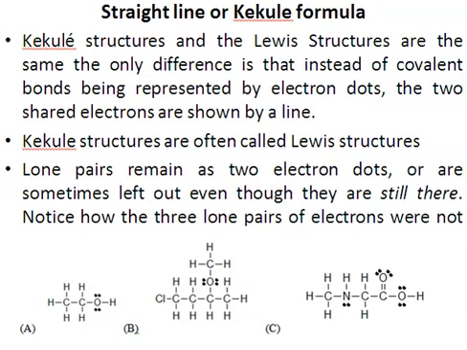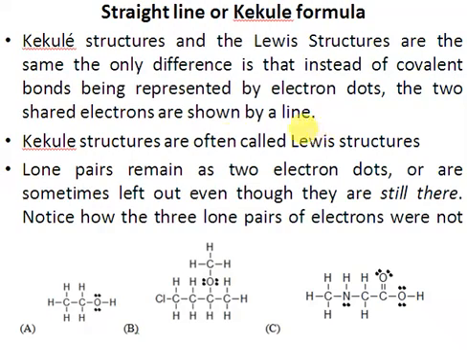Now we have the straight line formula or Kekulé formula. The Kekulé formula and Lewis formula are almost the same. The only thing is that the covalent bonds are represented by dots in the Lewis formula, but they are shown by lines in a Kekulé formula, right? Kekulé formulas are also known as Lewis structures. So there is a very slight difference. Normally both are considered the same.